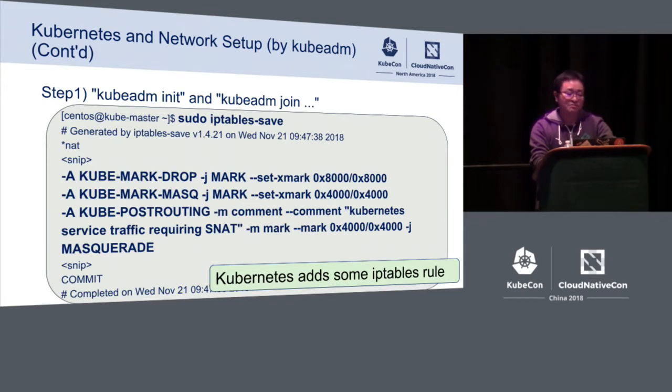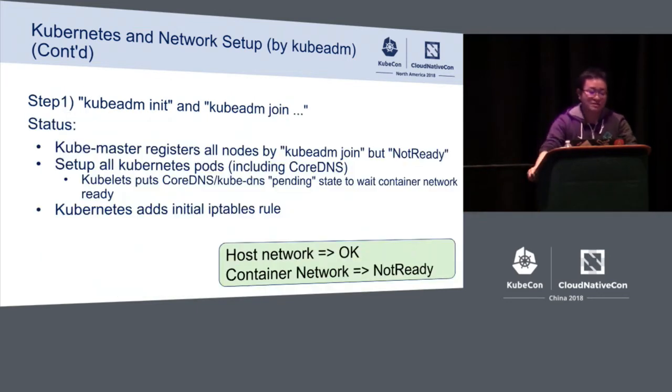But on the other side, the iptables output shows additional iptables rules added by the kube component. So at that time, KUBE-MARK-DROP, MASQUERADE, and routing rules are added, several rules. So to summarize: after the kubeadm init and join, the kube master registers all nodes by the join, but they are not ready.